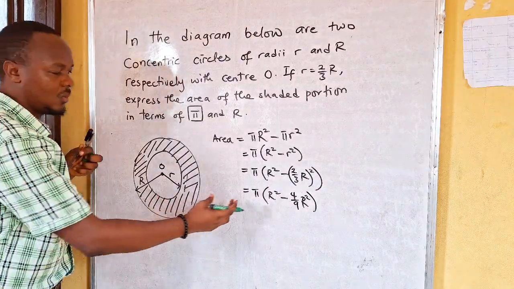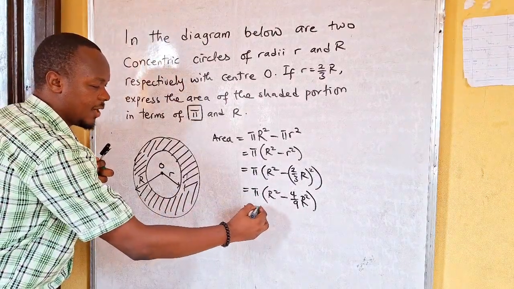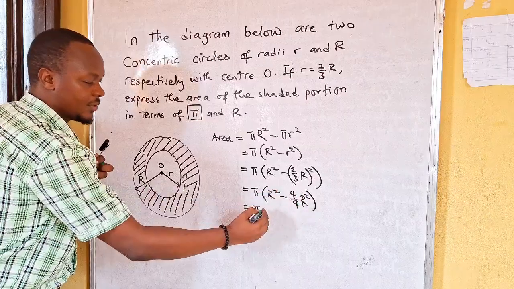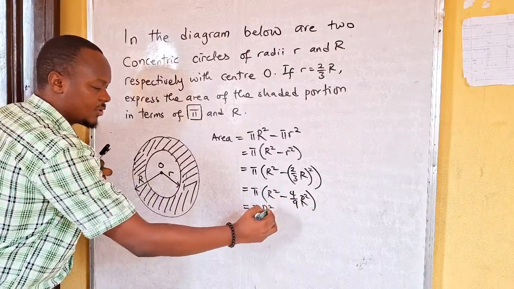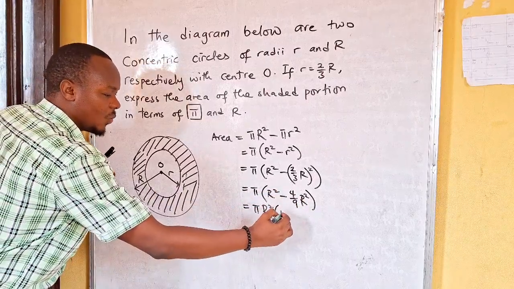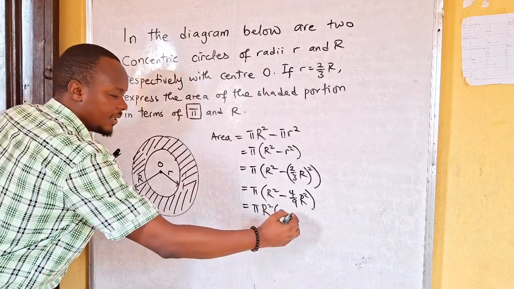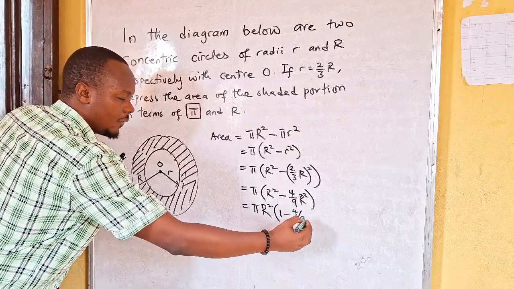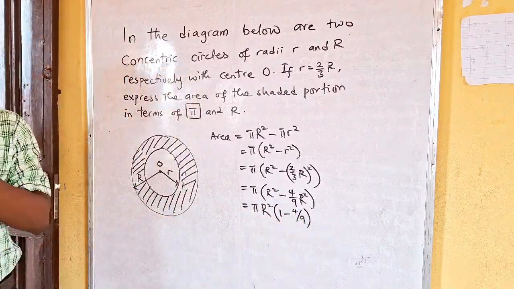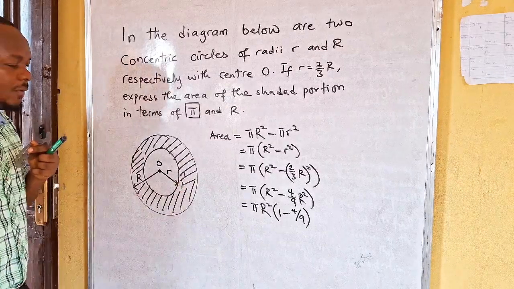Now, if you check well, you will see that R squared is common. So I can take it out. So R squared comes out and I have 1 left here minus 4 over 9, right? So what is 1 minus 4 over 9?